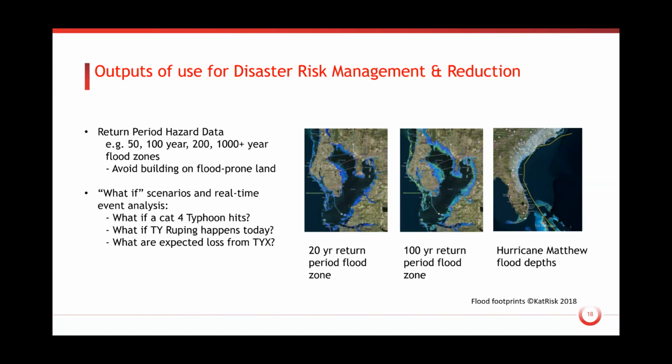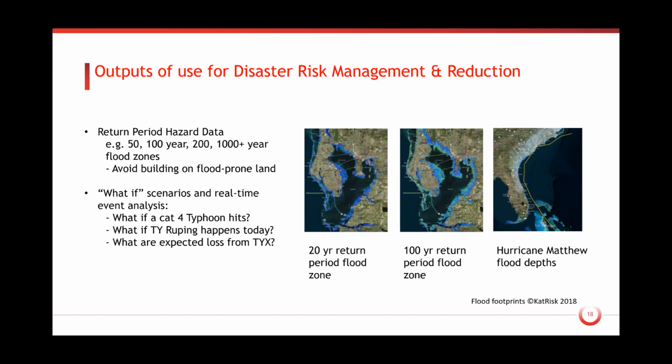And you can visualise the impact and the difference between them. You can also run what-if scenarios, also for real-time event analysis. So a what-if scenario, you can look at a very specific area, such as a specific town or county, and ask, what if a Cat 4 typhoon hits this area with these specific characteristics?